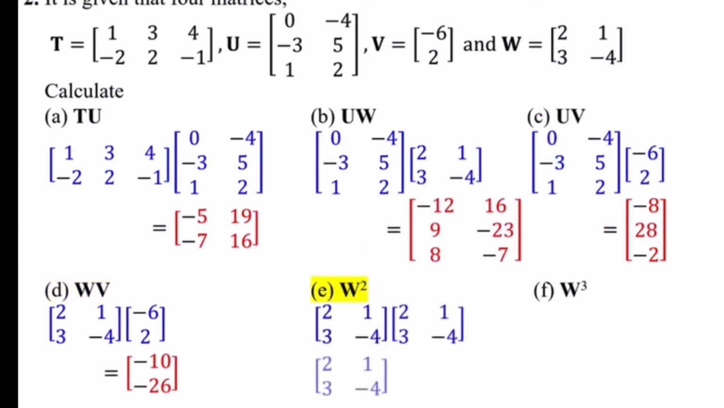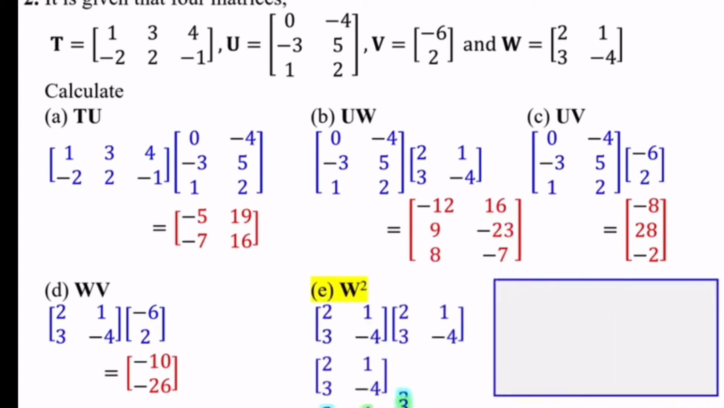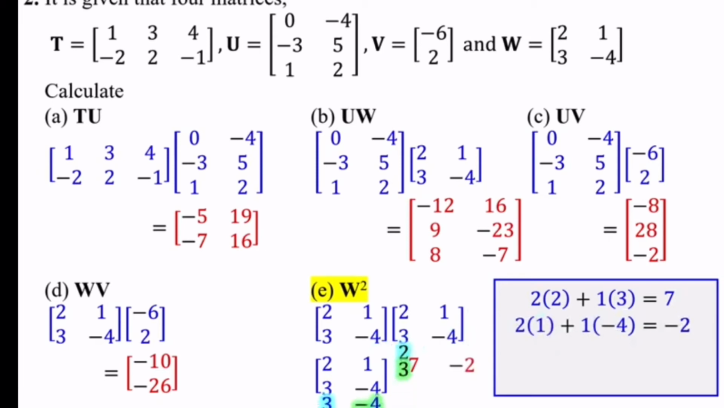Okay, so I'm sure you know how to do this. You take 2, 1, 3, negative 4 times the 2, 1, 3, negative 4, and you do it carefully. I'm sure you can get the answer. You get 7 for the first element. If you multiply carefully, you get negative 2, and then for the next one you will get the answer, which is, okay, always use a highlighter, negative 6.